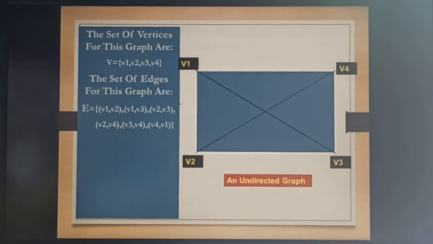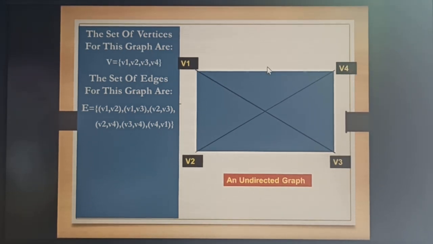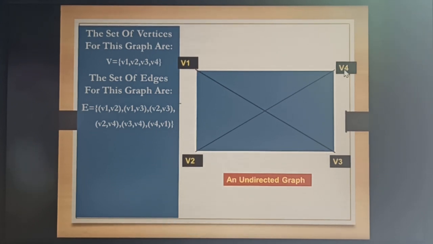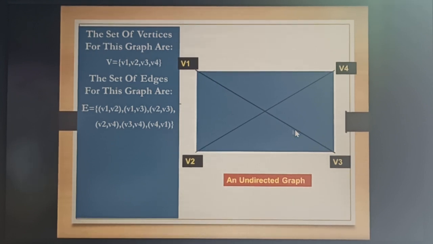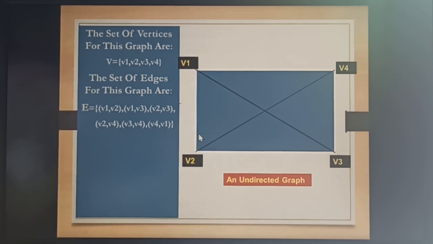See, this is an undirected graph. Here you can see this is vertex 1, this is vertex 2, this is vertex 3, and this is vertex 4. So there are four vertices in this graph, and you can see vertex v1 and vertex v4 are connected by the edge v1 v4, and there are also v1 v3, v4 v2, v1 v2. So there are some edges present in this graph.